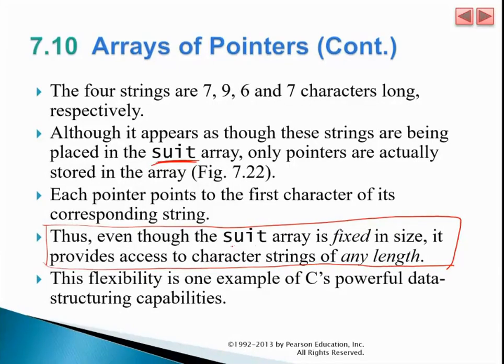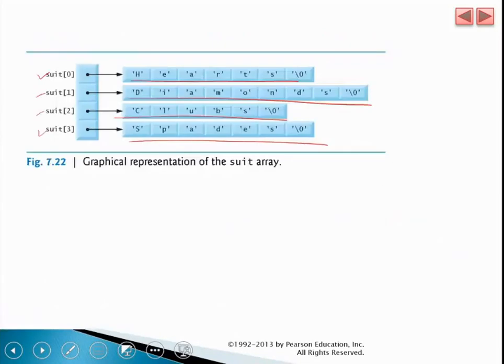What we are saying is this: suit is a fixed size array, but we can store a character string of any length in it. In suit 1 the size of the string is 9, but nobody will stop you from keeping a little longer sentence in this. Even though the suit array size is fixed at 4, the length of the strings pointed to by each pointer can be of wide variety.